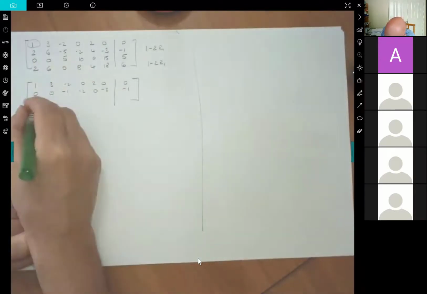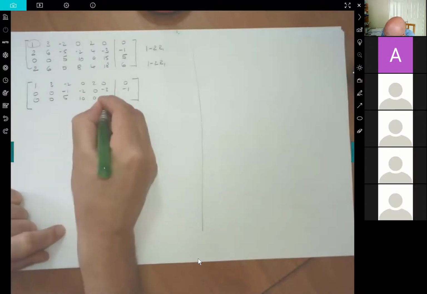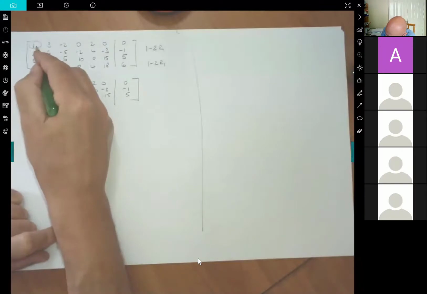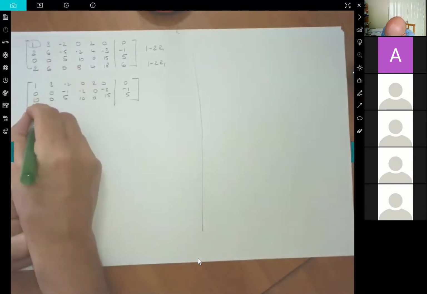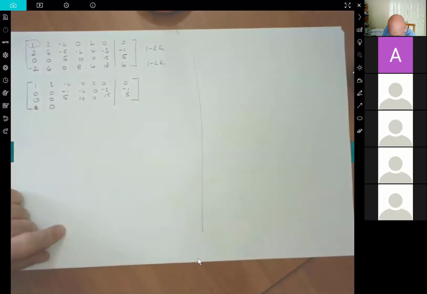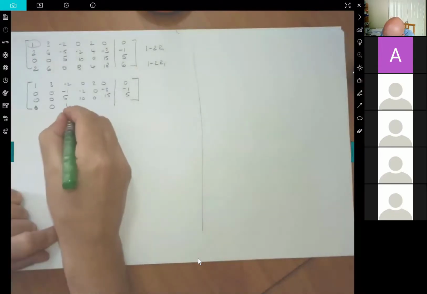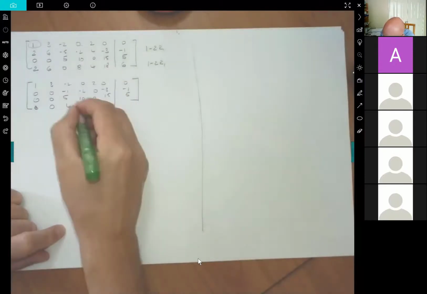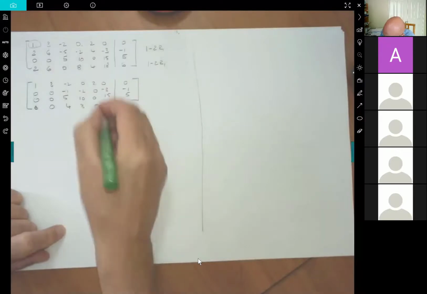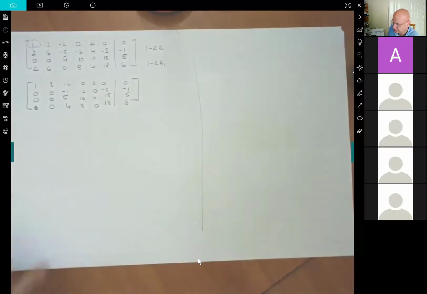Third row has not been changed. And then this -2 times this is 0. This -2 times this is 0. Sorry, this -2 times this is 4. This -2 times this is 8. This -2 times this is 0. This -2 times this is 18. This -2 times this is 6.